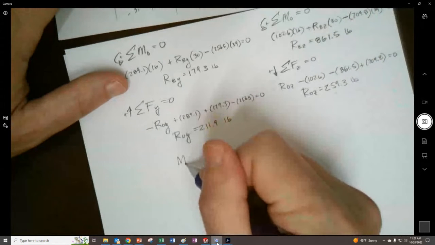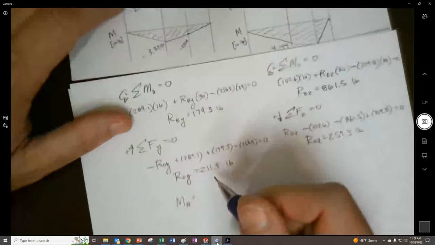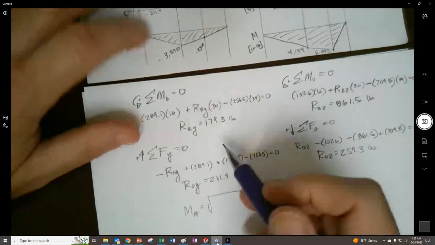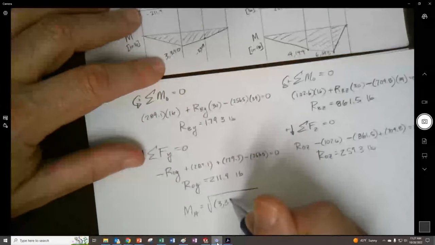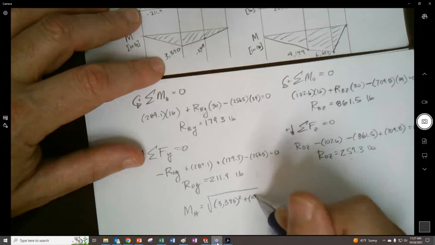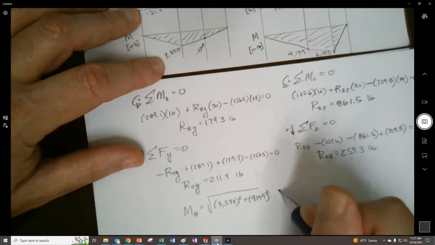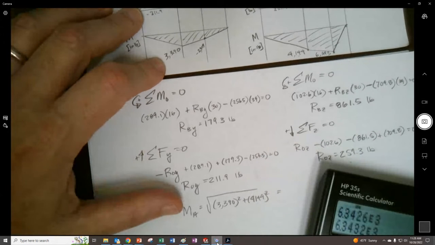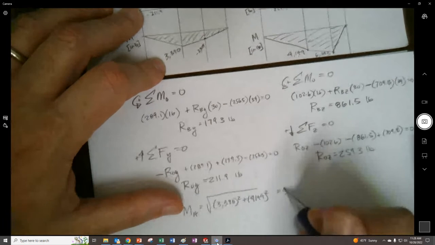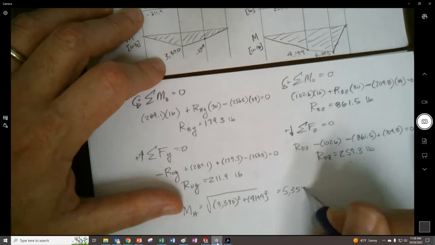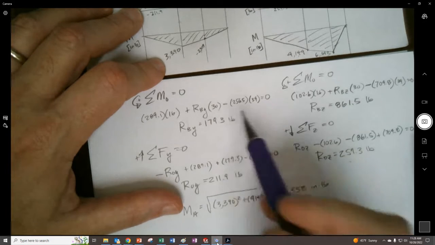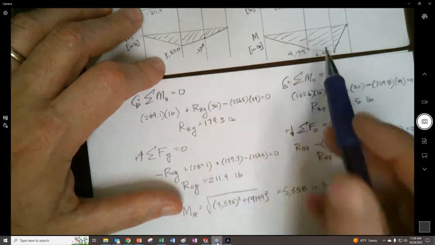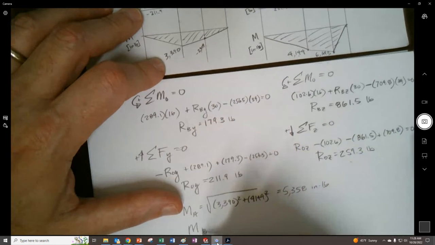So the moment at A is going to be equal to the square root of 3390 squared plus 4149 squared. I wish that was still in my calculator, but it's not. So we're going to have 5,358. So we already know that this is going to be the worst case right there, because that's already bigger. But let's take it back in. So that's going to be MB.